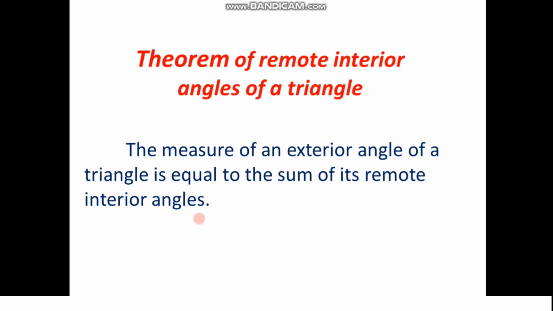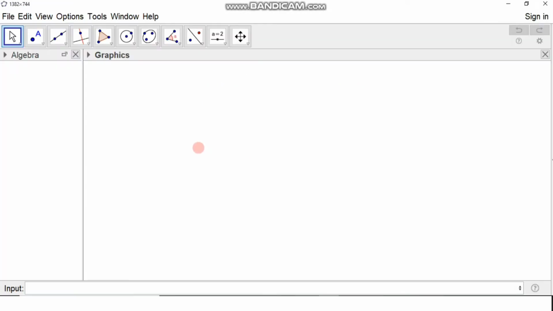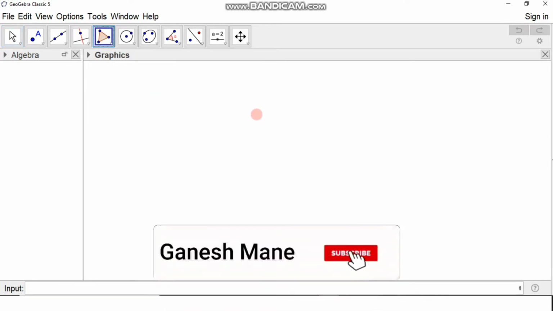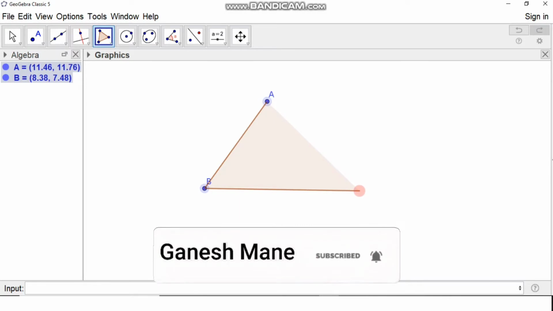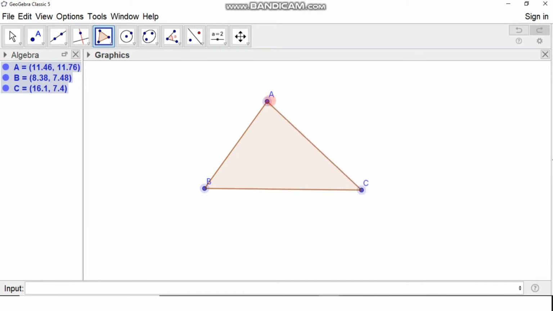So let us go to the GeoGebra interface. This is the GeoGebra interface. We have to verify the property of remote interior angles of a triangle. First of all, we must draw a diagram. So click on the polygon icon and take 3 points in this interface as points A, B and C. And again lastly go to point A so as to have a triangle ABC.